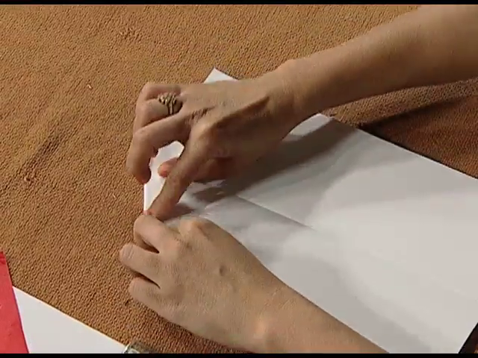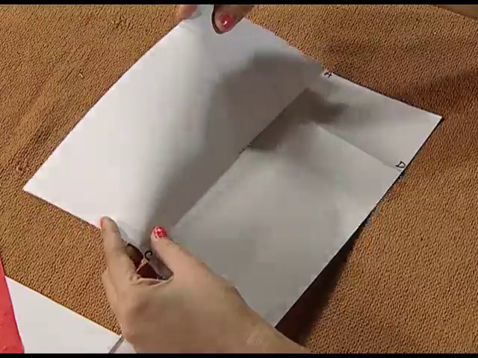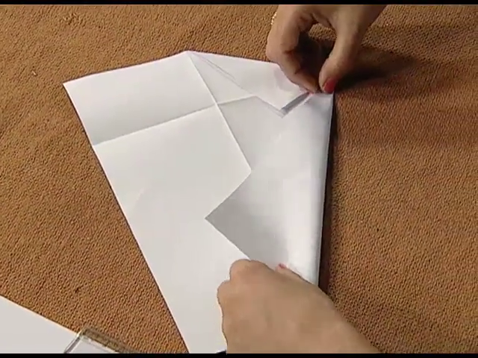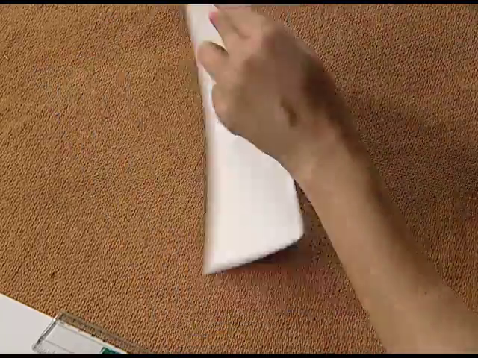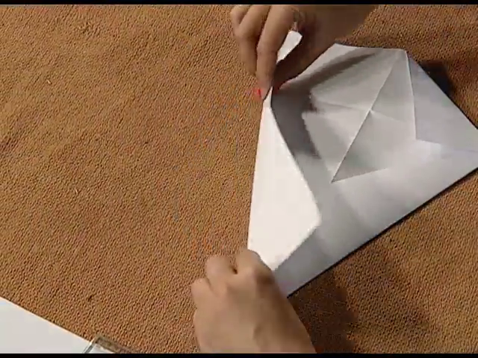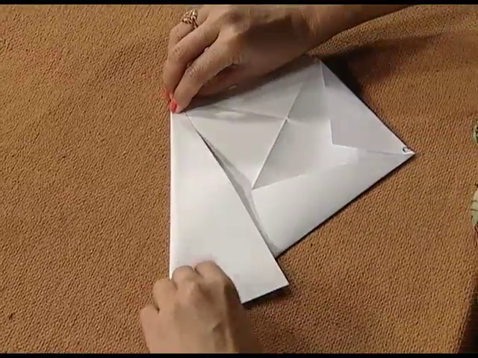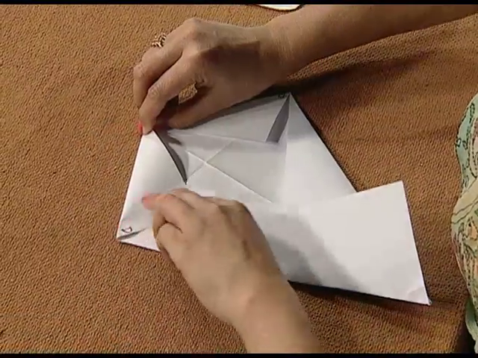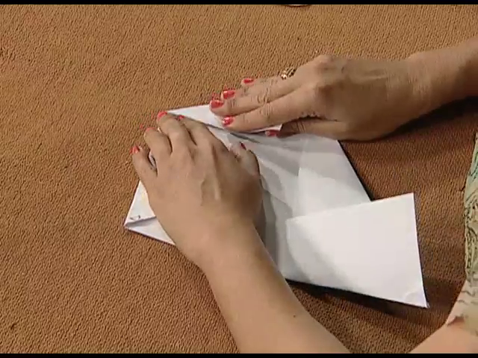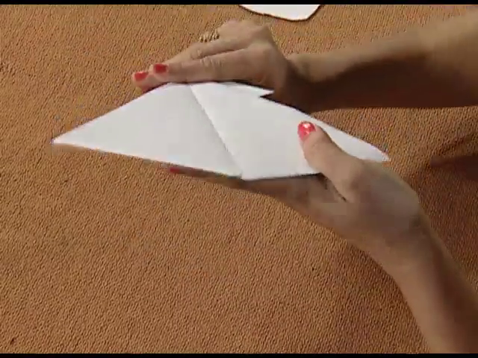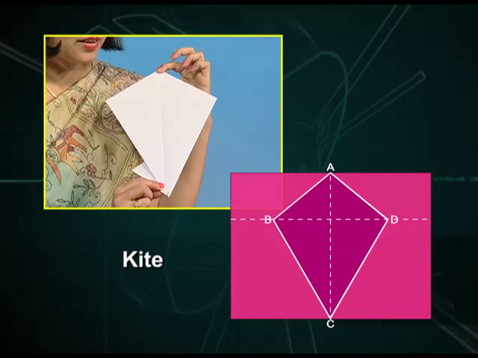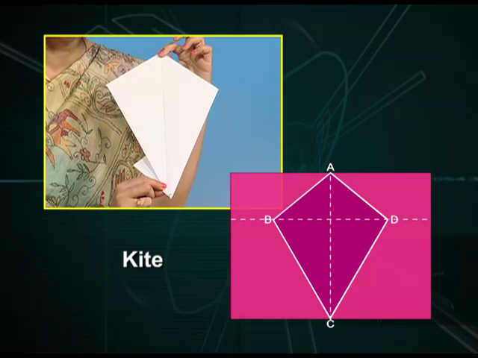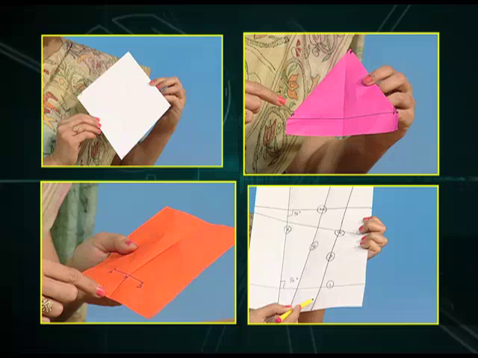Now, you make a crease joining points A and B, make another crease joining points B and C, then make the third crease joining points C and D and make the last crease joining points A and D. Observe this shape. This is a kite.